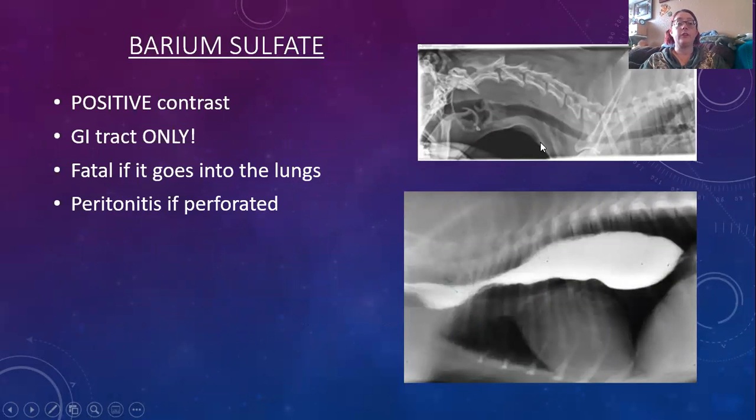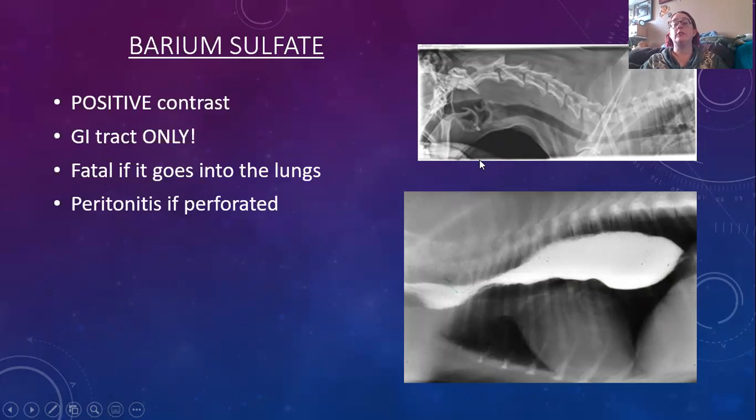Barium sulfate is going to be our positive contrast. So air was negative, barium is positive. And barium sulfate itself is meant only for the GI tract. So it should never go in the lungs. It should never leave the GI tract. Peritonitis can happen. These can be life-threatening conditions if it escapes the GI tract. And so barium sulfate is excellent in that it's a very heavy metal. It blocks the radiation and passes through, and it kind of can work to push things through as well. So we do have to be careful with the administration of it.